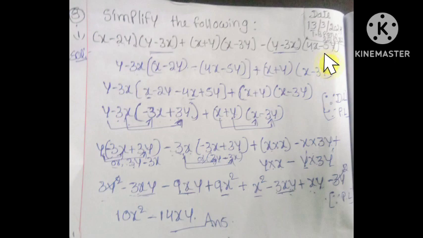Plus, the middle two terms as they are: x plus y into x minus 3y. Next, y minus 3x bracket, removing the brackets: x minus 2y, plus into minus is minus, minus 4x plus 5y, minus into minus is plus. So 5y plus x plus y into x minus 3y as it is. Next, combining the like terms: plus x minus 4x is minus 3x, minus 2y plus 5y is plus 3y. Then the terms x plus y into x minus 3y.